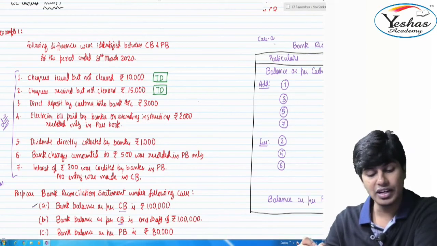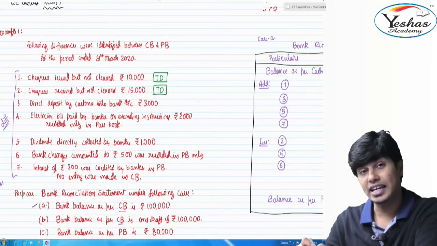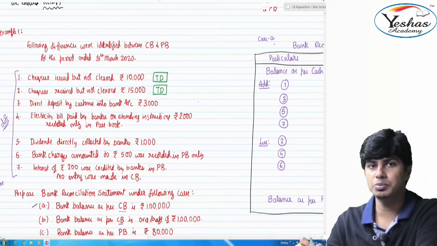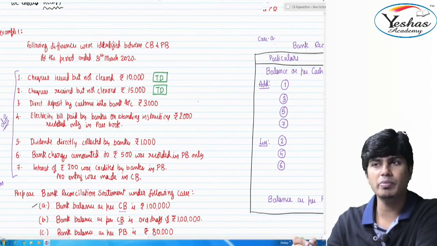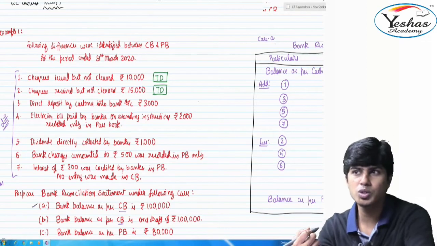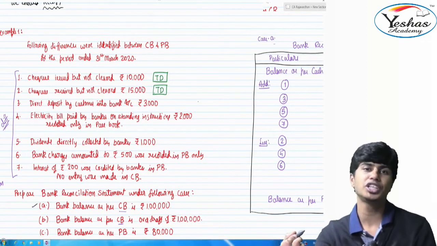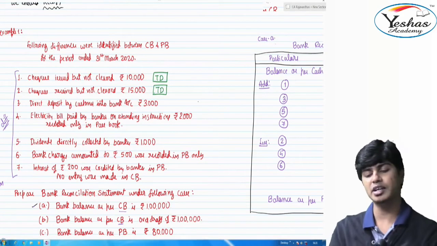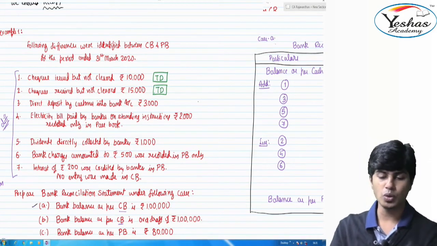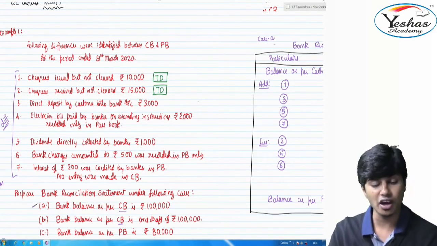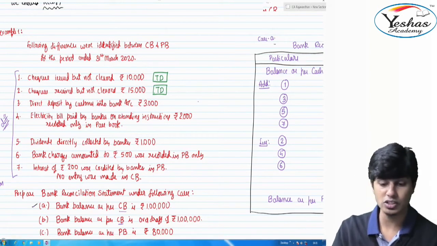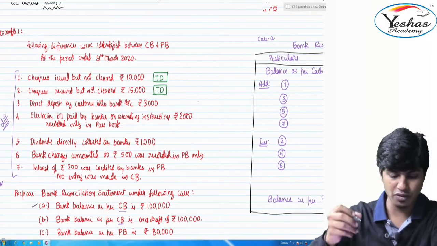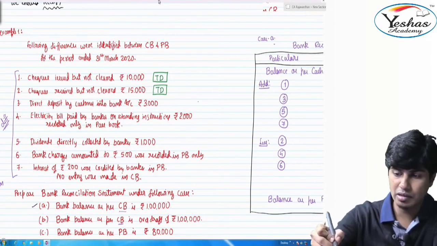Done. Dividends directly collected by bank. That is again non-timing difference. Why? It is error of omission in cash book. They have recorded it in passbook, but you have not recorded. Even if you spend 1 year without recording, the difference would still exist. Done. Then interest of rupees 200 was credited by bank in passbook. No entry was made in cash book. So this is again error in cash book. So basically this is also non-timing difference. So all the rest of them, whatever we have, 3, 4, 5, 6, 7 are timing differences.